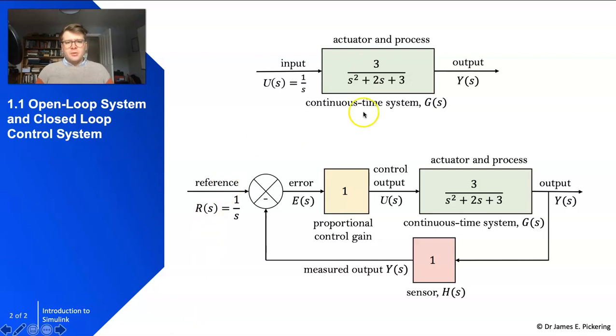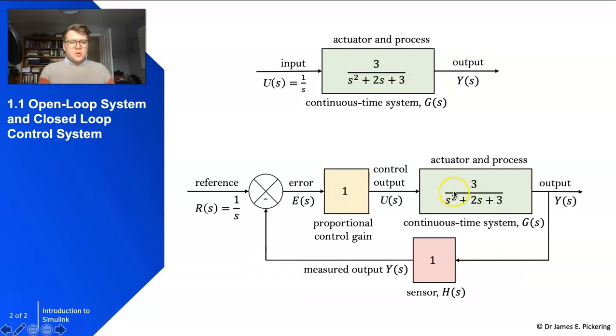At the top here we've got our open loop system, where our actuator and process are represented by a second order transfer function. This is modelled in continuous time. Our step input here is a unit step input, so 1 over s. Our output is generated via the input multiplying by the system. We'll go through how to model this and also to generate the relevant data, so input and output data.